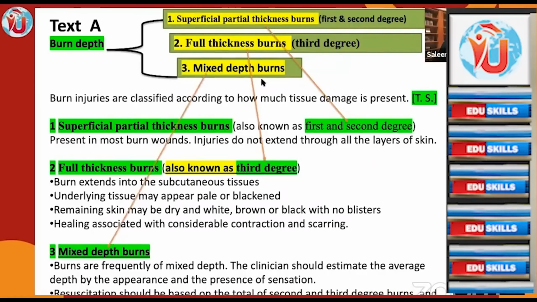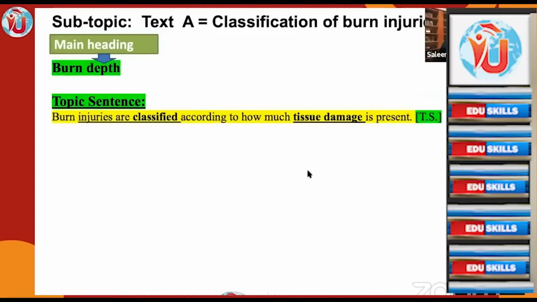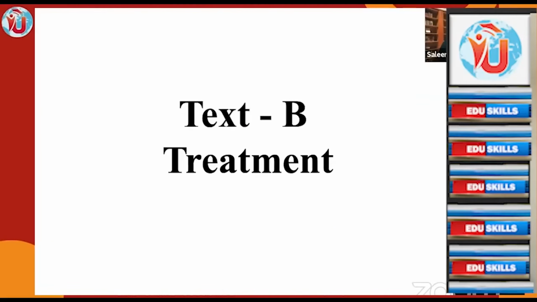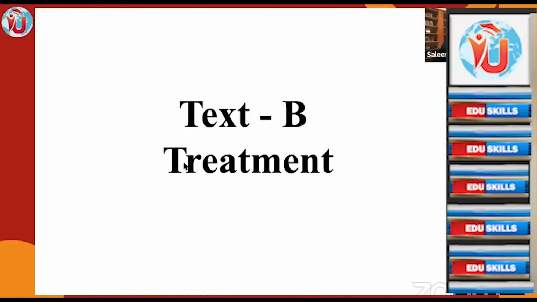So you see, these 3 things. Main heading, burn depth. Topic sentence: burn injuries are classified according to how much tissue damage is present. This is very important. Usually from the topic sentence, you will have questions. Then you have the classification so that you know exactly how to skim a text, and these headings and subheadings will guide you to the answers.